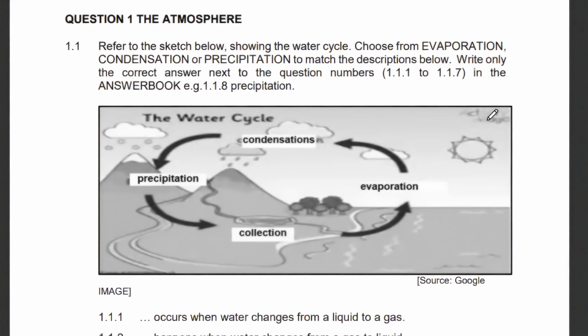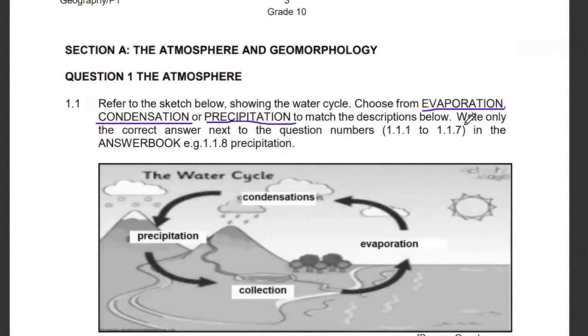The first question is: refer to the sketch below showing the water cycle. Choose from the terms given here: evaporation, condensation, and precipitation. These are the 3 terms that we are going to use to answer the questions. It's either evaporation, or condensation, or precipitation. So you must understand these aspects before you answer the question, and what they imply in geography.